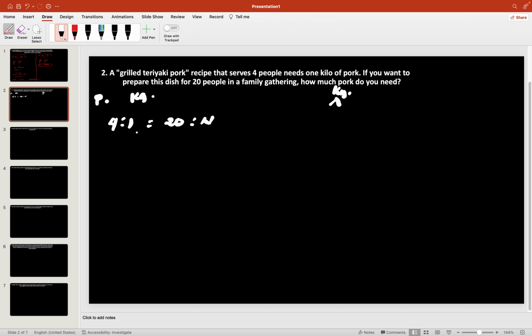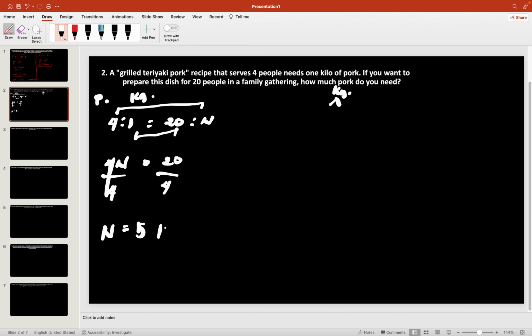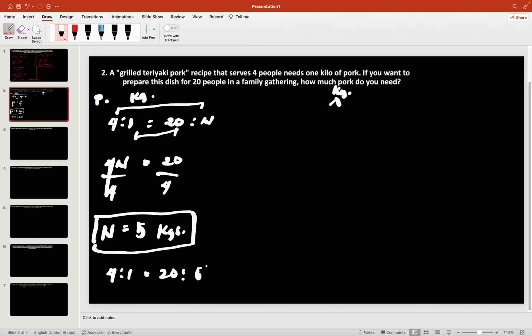So, gagawin lang natin is multiply the means and multiply yung extremes natin. So, 4 times n is equals to 4n is equals to 1 times 20, which is equivalent to 20. To eliminate 4, divide both sides by 4. Cancelled out, and n is equals to 5 kilograms of pork. So, yan yung kailangan natin ngayon na kilograms of pork natin. So, to check that one, if it is correct, substitute lang natin siya sa n dito. We have 4:1 is equals to 20 is to 5. So, multiply mo lang means, then the extremes.